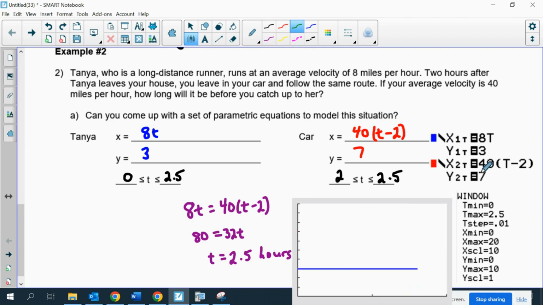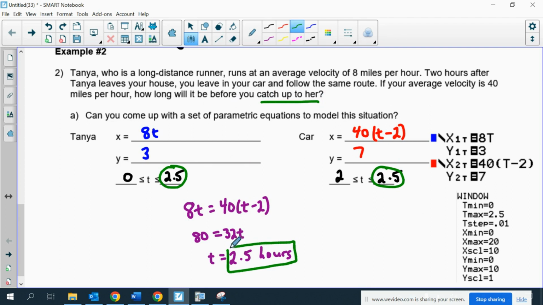So if we graph this situation, we want to go to t equals 2.5. And the reason why we want to do that is because if you set these two things equal to each other, you see that the catching up would occur at 2.5 hours, which again indicates that I don't really need a graphing calculator to answer this question. This question is pretty straightforward.